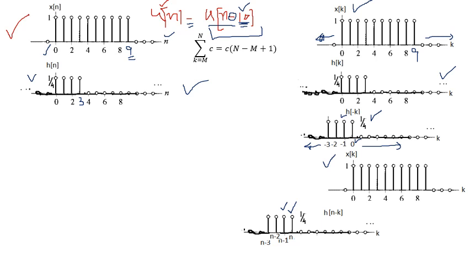Okay, so now the next step is that we multiply the two signals. You can easily observe that here this whole signal is 0.